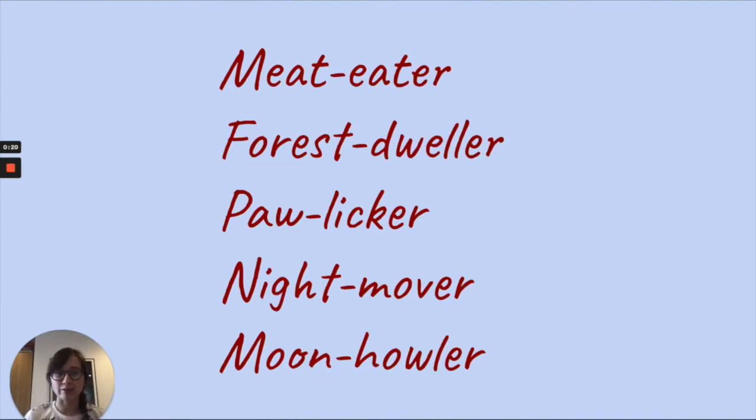Okay, listen very carefully. Meat eater, forest dweller, paw licker, night mover, moon howler. What animal do you think this poem is about? I'll read it one more time. Meat eater, forest dweller, paw licker, night mover, moon howler. What animal do you think it's about?